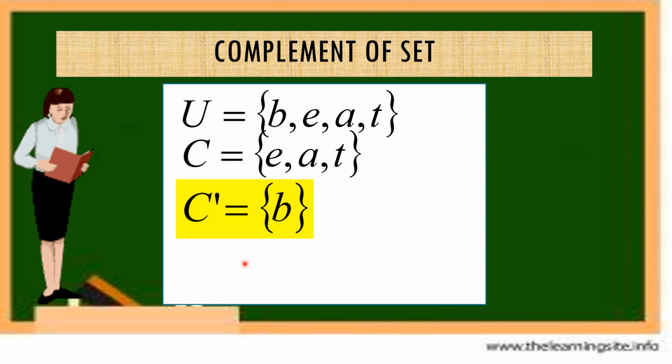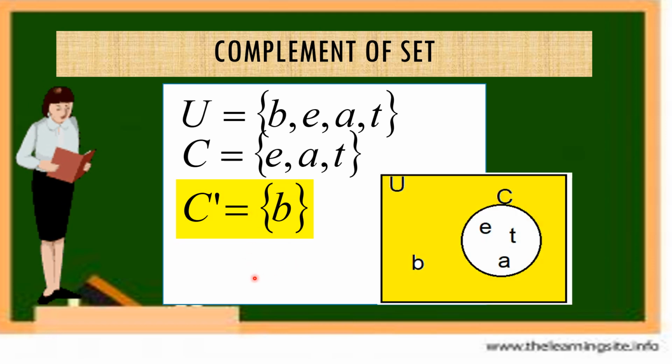Now, we are going to use a Venn diagram. Look at our Venn diagram. So, we have the shaded part, which is represented by the color yellow, is the complement of set C.